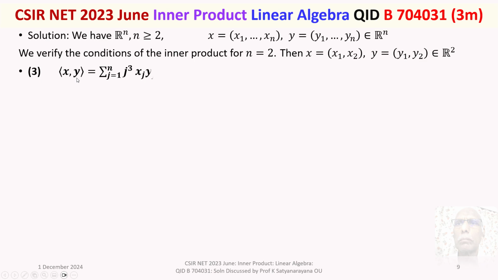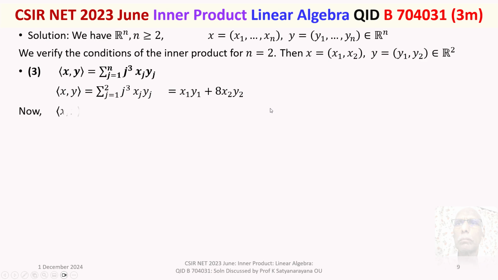Option 3. Ordered pair x comma y is equal to sigma j is equal to 1 to n of j cube into xj yj. Now take n is equal to 2. Then you will get x1 y1 plus 8 times x2 y2. J is equal to 2. When you take j is equal to 2, j cube is 2 cube, 2 cube is 8, x2 y2.